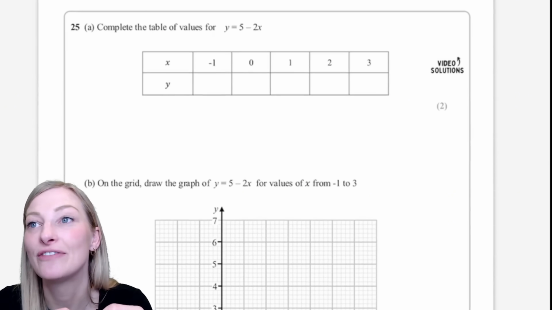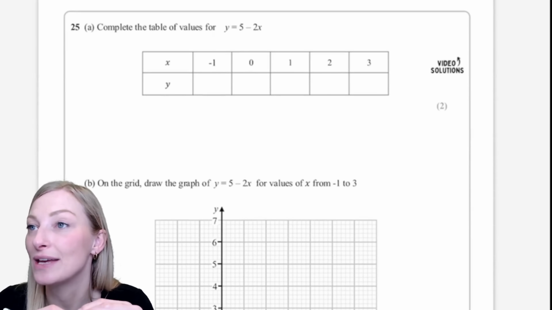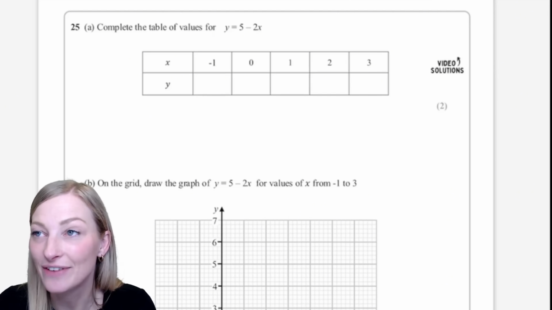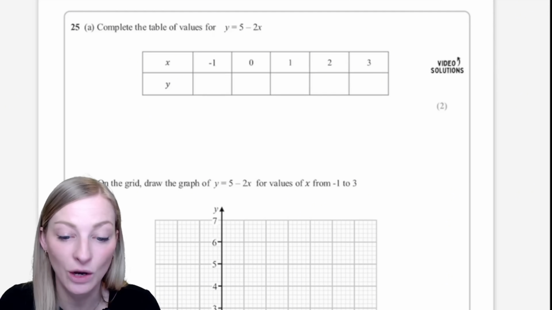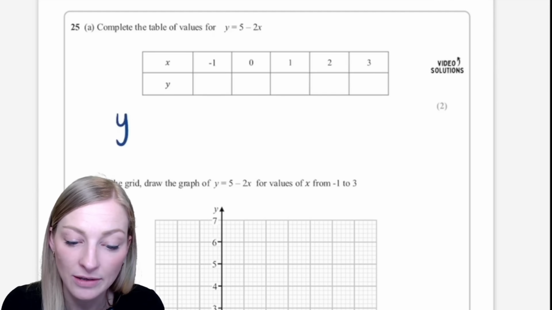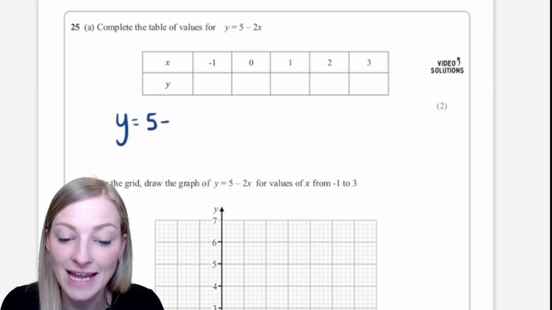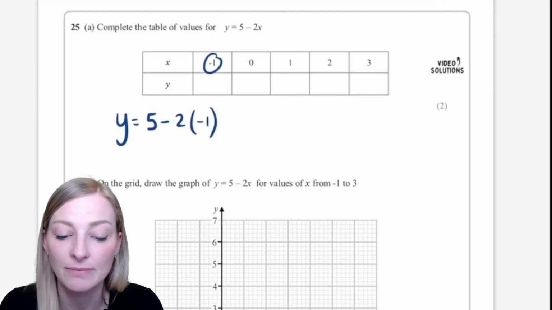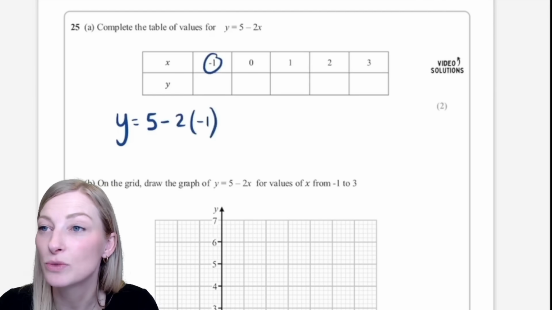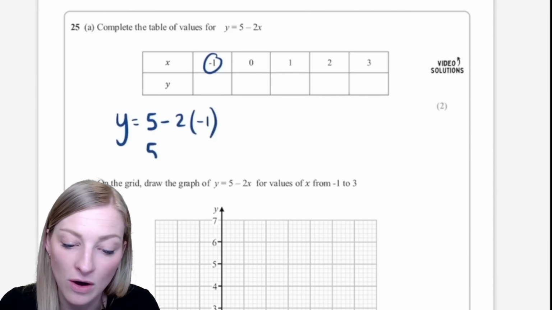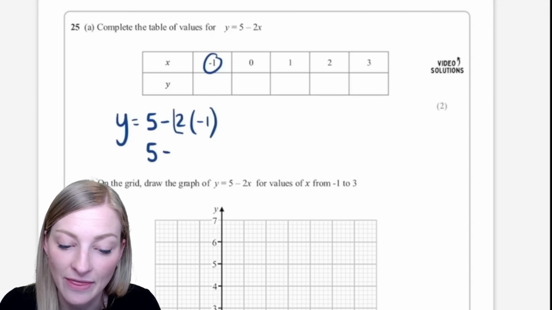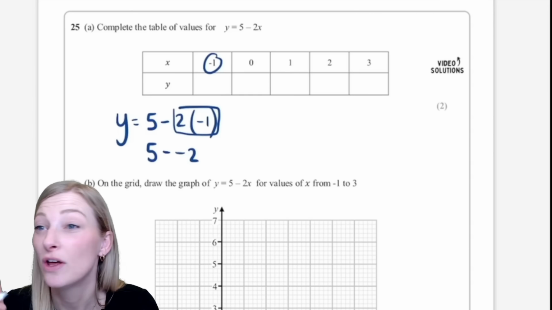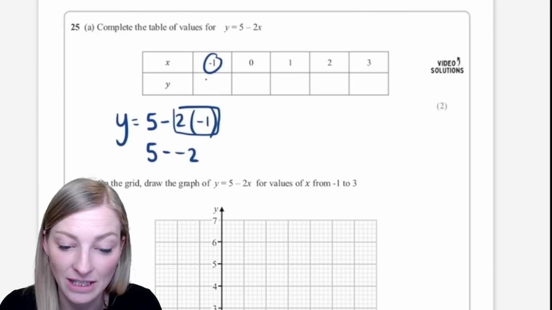Question number 25, complete the table of values for y equals 5 minus 2x. So for each of these x values, I need to substitute it into that equation. We know to get y, you need to do 5, take away 2 lots of the x value. So in this case, minus 1. 2 lots of minus 1 is minus 2. So I'm doing 5 minus, and then this bit is minus 2. So 5 minus minus 2, that's going to turn into an add, and that's going to be 7.